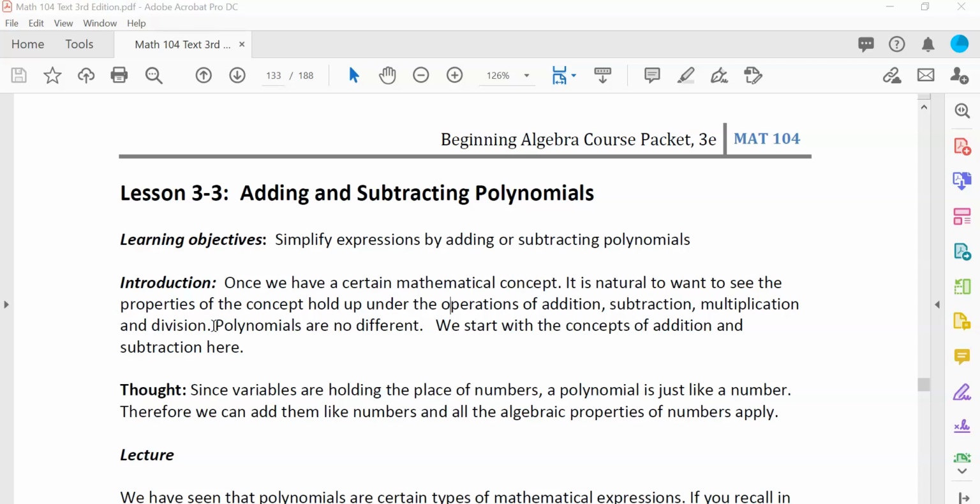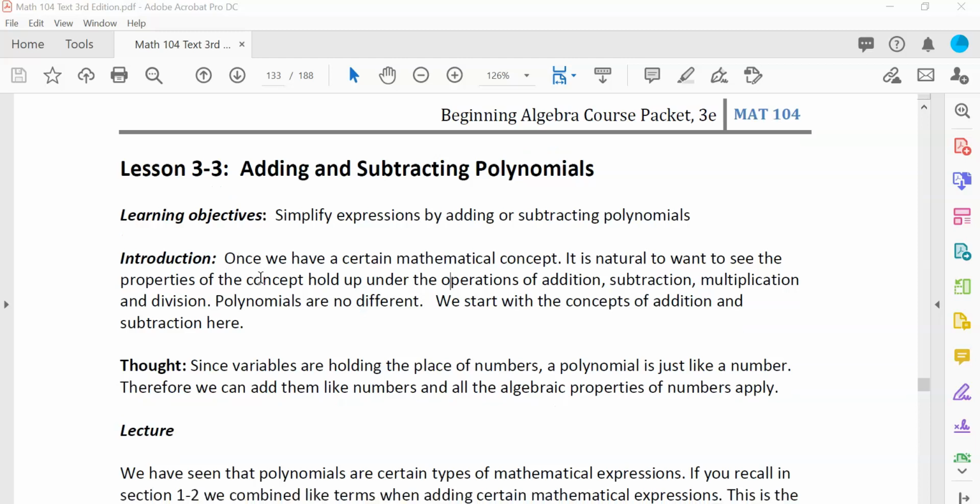In lesson 3.3, we look at how to add and subtract polynomials. Basically, what we're going to do is simplify expressions by adding and subtracting polynomials. Now, we just got out of a lesson which dealt a lot with exponents and things like that. That's going to come into play a little bit more in multiplying polynomials. The adding and subtracting polynomials, well, that's something that we've actually seen before.